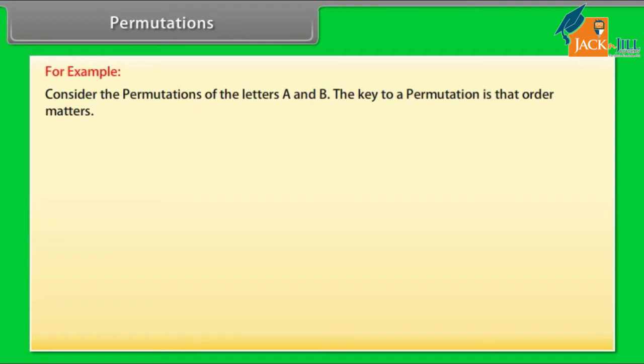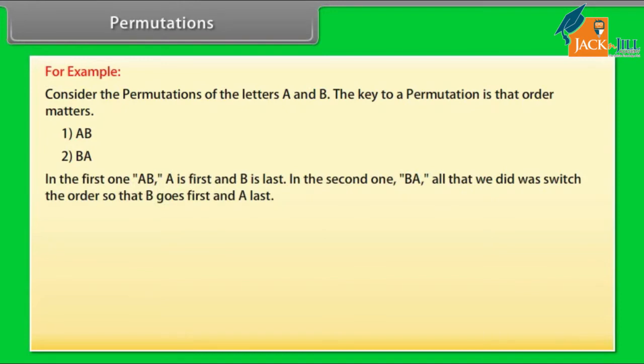1. AB 2. BA. As you can see, the only difference between the 2 permutations is the order. In the first one, AB, A is first and B is last. In the second one, BA, all that we did was switch the order so that B goes first and A last.